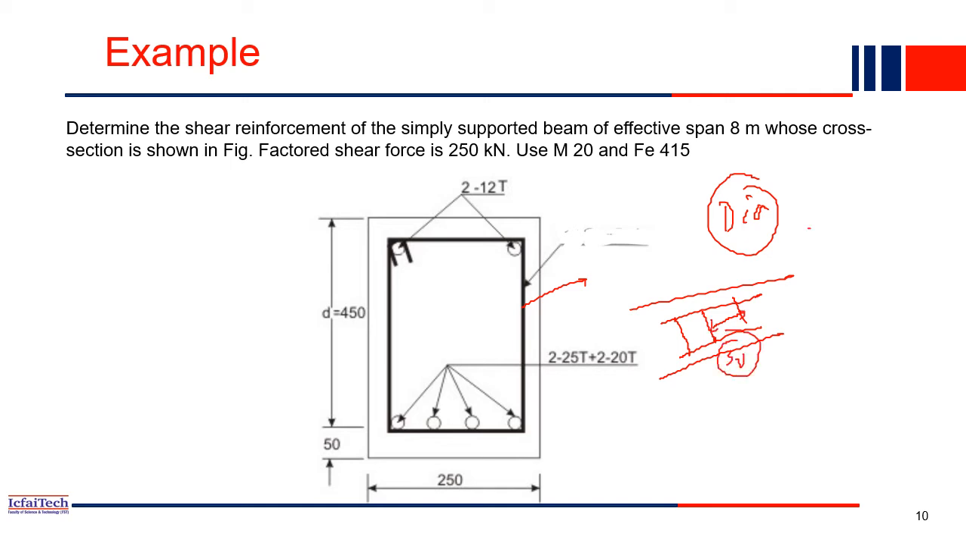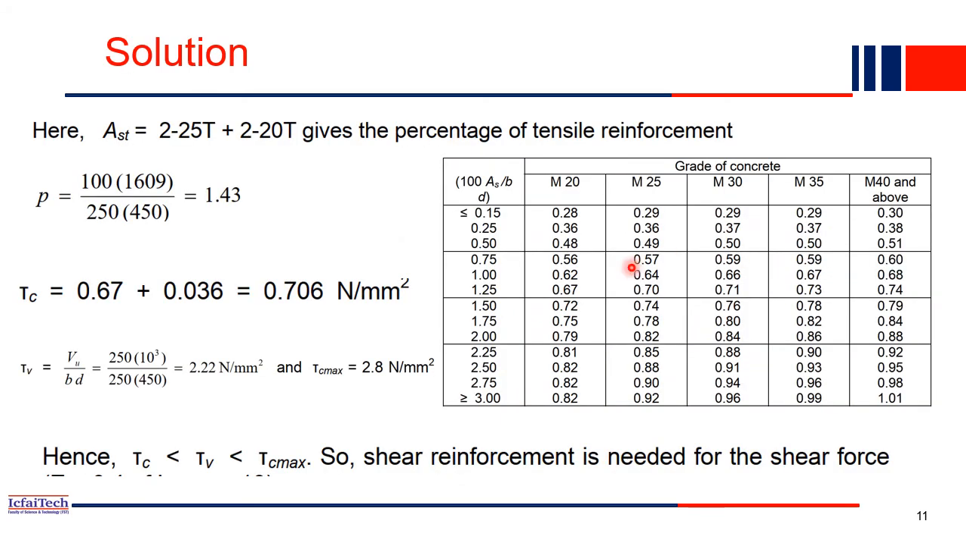So you have to find out SV also. So these two parameters you have to find out: what is the diameter of this bar and what is the spacing? So how to do it? First, find out what is AST.